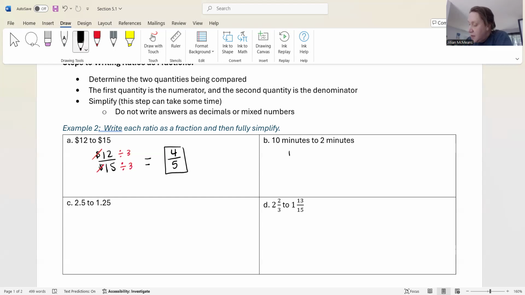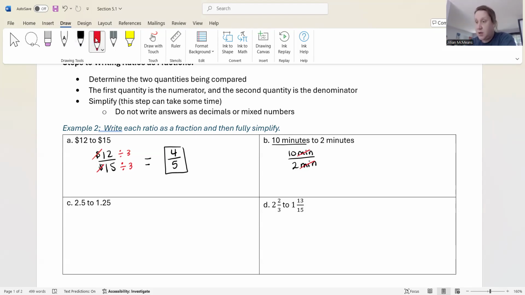Now, 10 minutes to 2 minutes, we go ahead and write that as a fraction. The first quantity in our ratio is the numerator, the second quantity is the denominator, and then we want to simplify. Because we're dealing with the same units, minutes and minutes, we don't need to include the actual units with each quantity. We know we're comparing minutes. And then you want to simplify the actual numbers.